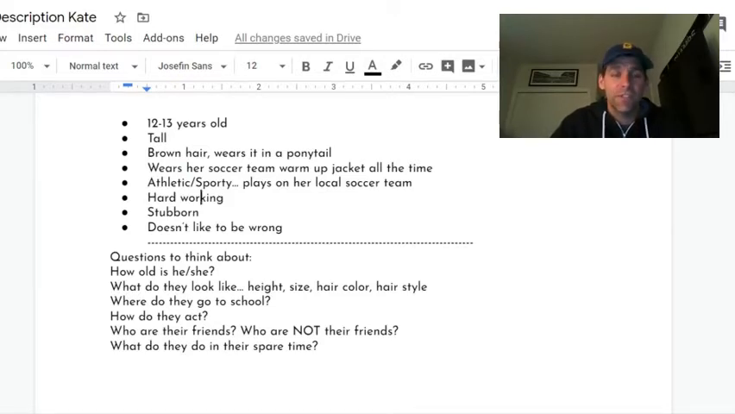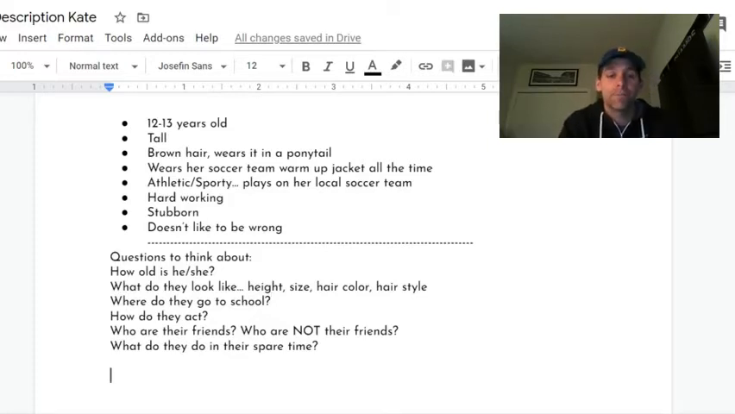So I'm going to want to really develop this idea of hardworking with maybe a couple of examples. Same thing with the idea about being stubborn and doesn't like to be wrong. Those are things that maybe will help us as we develop our character in a context of a realistic fiction when they encounter a problem. So I want to be thinking about things like how old are they, what do they look like, where do they go to school, how do they act, who are their friends, who are not their friends, and what do they do in their school.